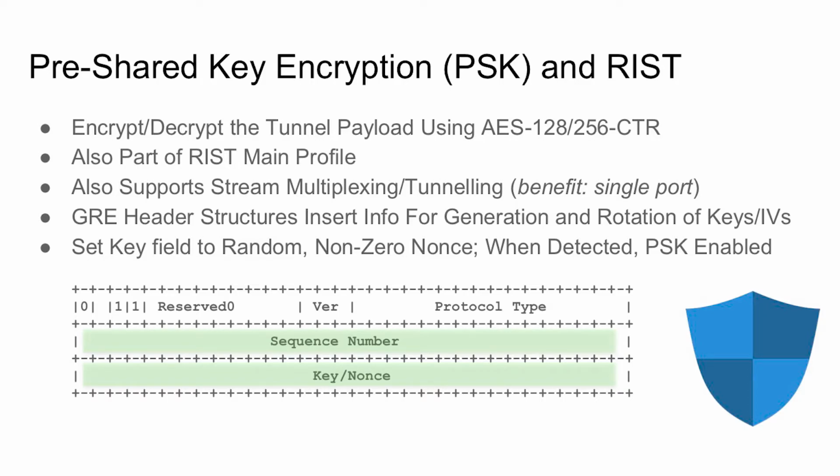When we look at the GRE header here, we see that it now includes two new elements that are mandatory when you do PSK: a sequence number and the key/nonce. In the normal literature for GRE, they typically call that field key. We've labeled it here with a slash because we use it as something else called the nonce. So keep that in mind.